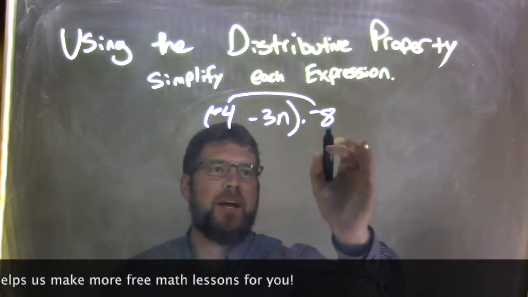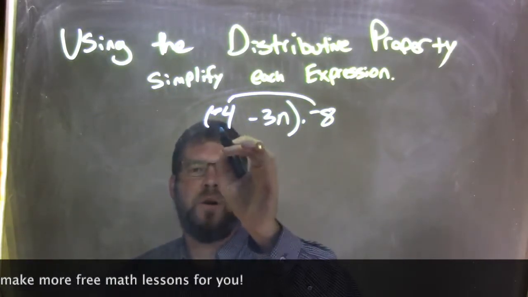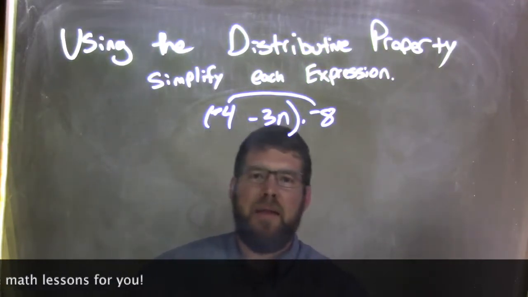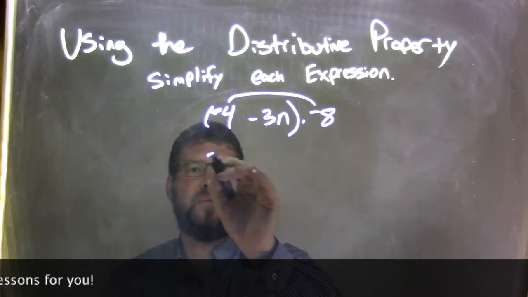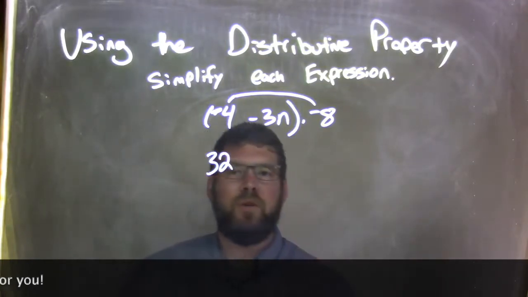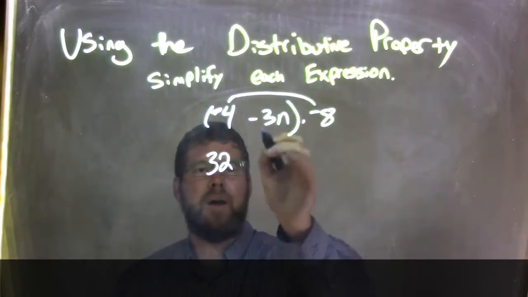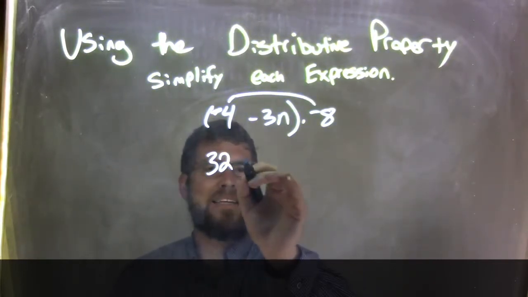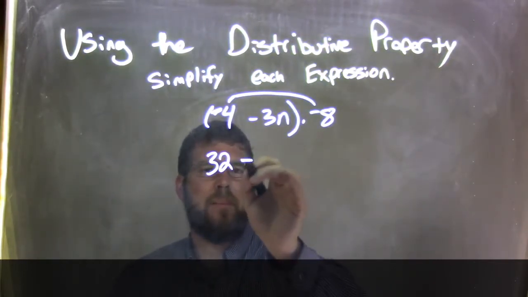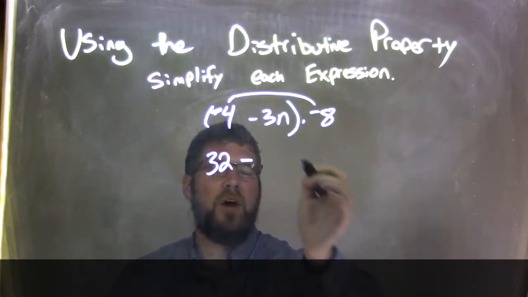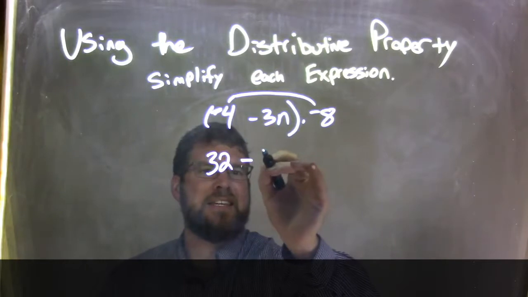So now we have -8 times a -4. That comes out to be a positive number, right? 2 negatives make a positive, and that positive number is 32. So we have a positive 32, right? -8 times a -4 is a positive 32. We bring down this minus sign. Now I have -8 times 3n.